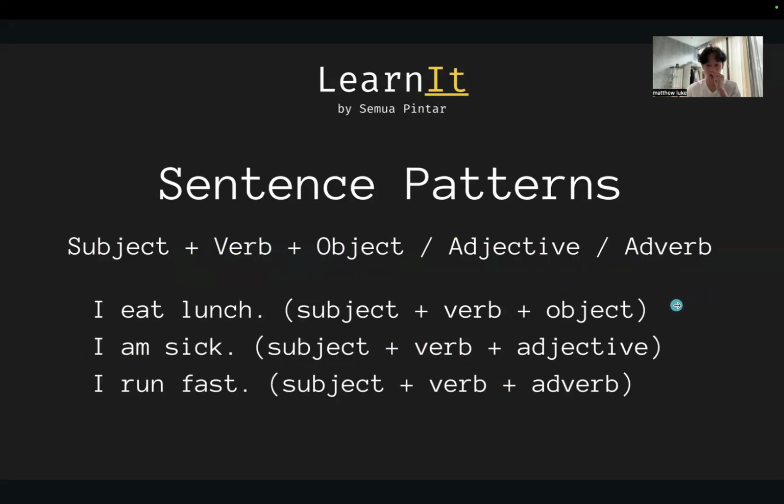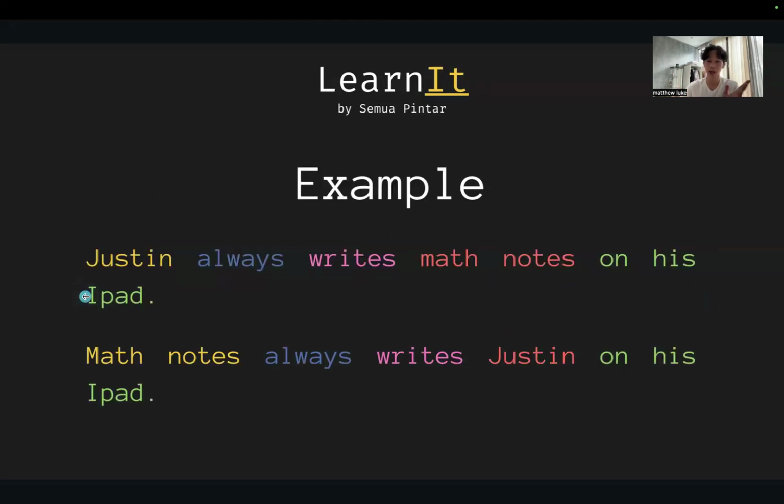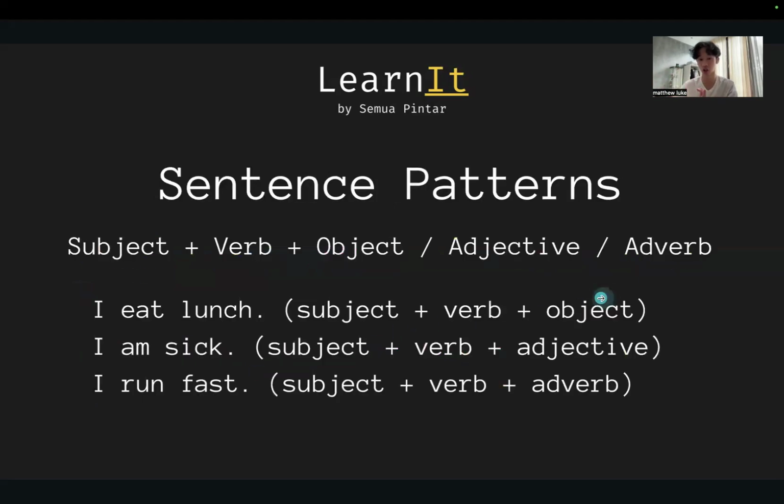patterns, right? So if you take a look back at the subject over here, math notes always writes Justin. That doesn't really make sense because we know that Justin is a person, right? And math notes is an object, and it's something you write down. So it doesn't make sense that math notes would be writing Justin, which is why sentence structure and sentence patterns are very important. Because if you switch the subject and object around, for example, that doesn't make the sentence make sense anymore because, well, it just doesn't make sense logically, right?